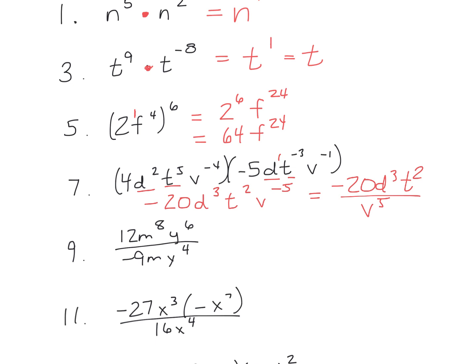Number 9, I'm dividing. So the numbers in front, I would just reduce. I know it's going to be negative. Take a 4 out of each of those, or 3 out of each of them, and I'd have 4 thirds. M to the 8th over m to the 1st would be m to the 7th. Y to the 6th over y to the 4th would be y squared.